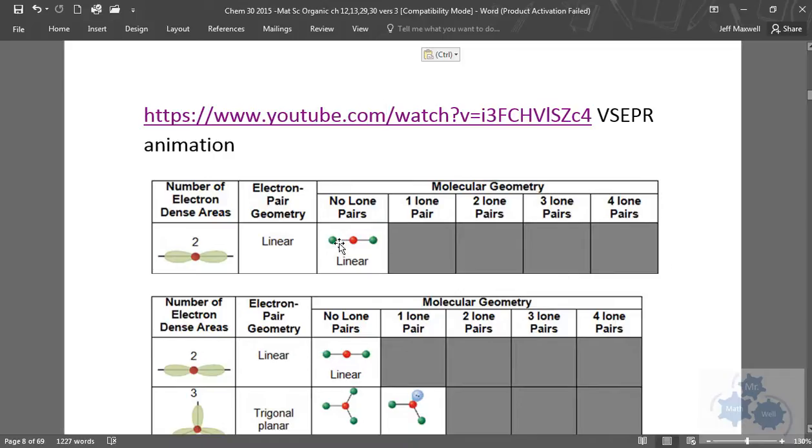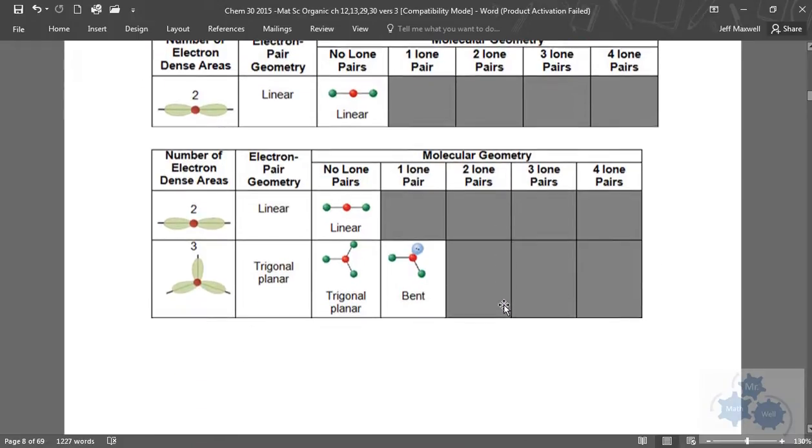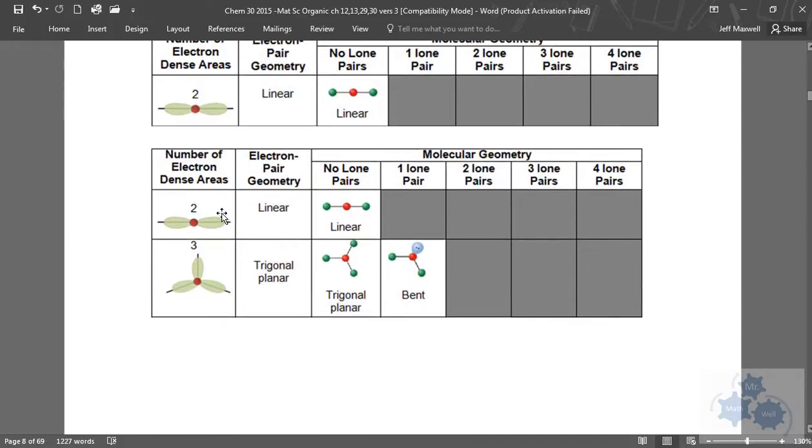What I've done with the charts is copy the first line again, so that if you get behind in the notes, you can catch up at your own rate. So we'll look at the second geometry. The first one is linear, pretty basic. 3 atoms, straight linear.